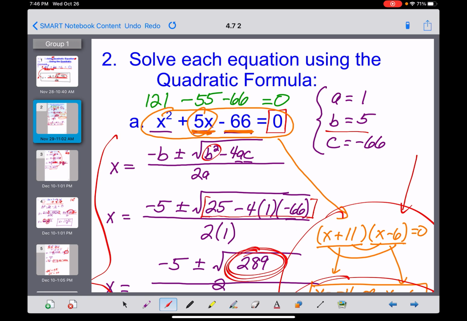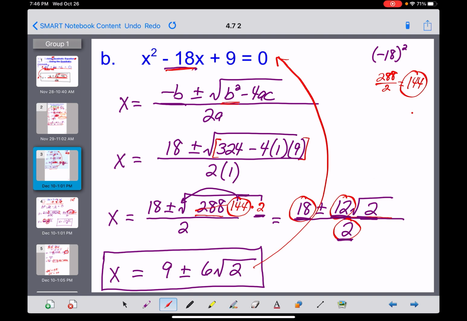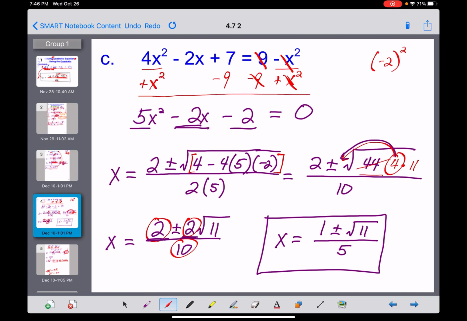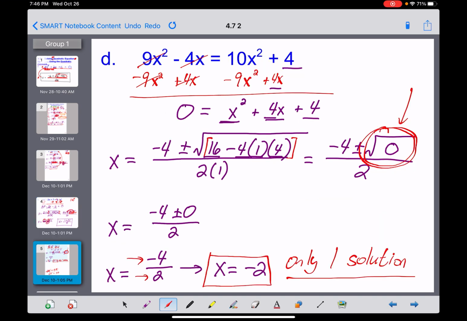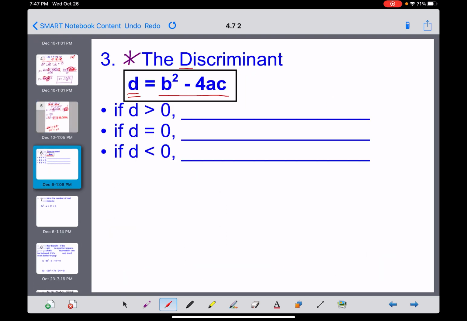So in this first example we did, our discriminant ended up being 289. In the second example, the discriminant right there was 288. It's funny how those were so close. Here, the discriminant was 44. And in the fourth example, the discriminant ended up being 0. So the discriminant is the number without the square root sign, you guys. There is no radical over the top. It's just the b squared minus 4ac.